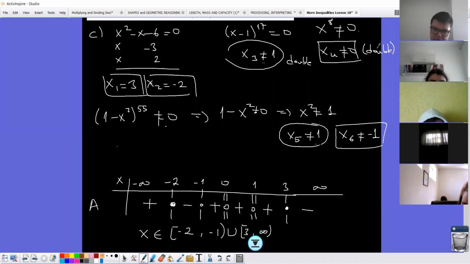We are finishing here. Next lesson we'll start with systems of inequalities. Sorry, next lesson we have a quiz. Can you explain for the quiz next week, how it will be, what to expect?